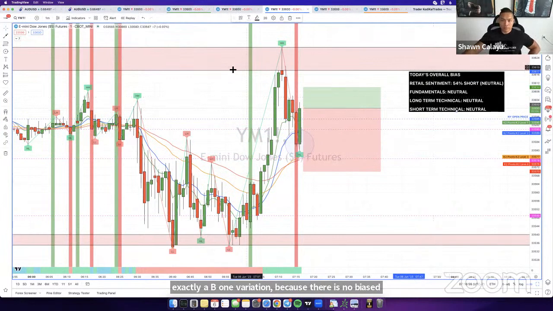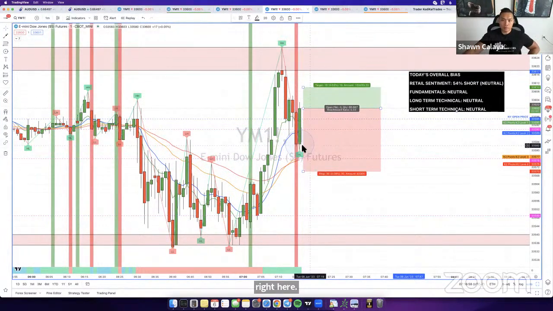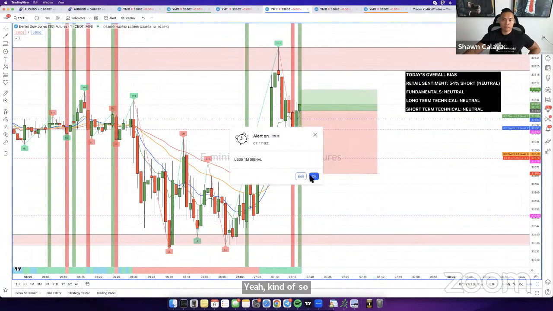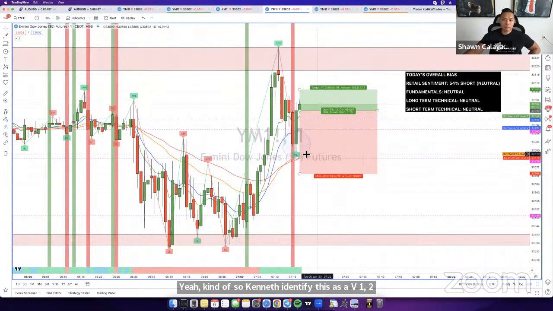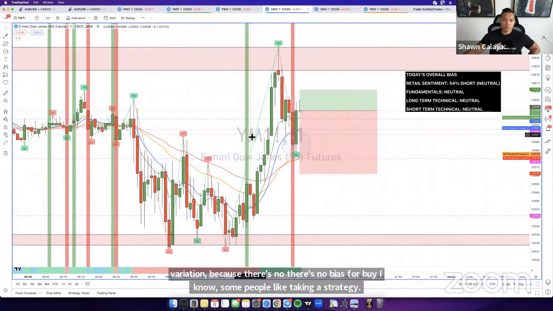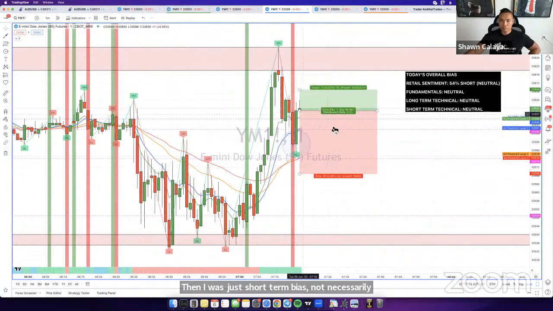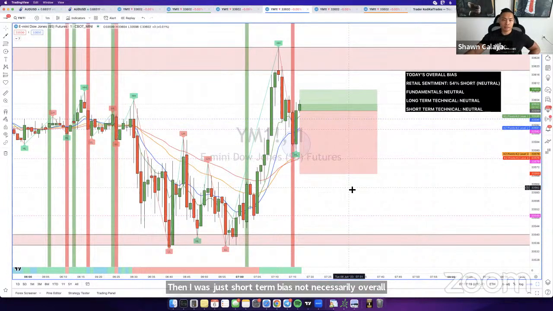Yeah, Kenneth. So Kenneth identified this as a V1 too. Technically, it's a V1 pattern, but it's not a V1 variation because there's no bias for buy. I know some people like taking a strategy like this because prior we didn't have that criteria. The bias wasn't a criteria back then. It was just short-term bias, not necessarily overall. But as I mentioned, I wouldn't take a trade because I need to follow the criteria as it's made to be followed.